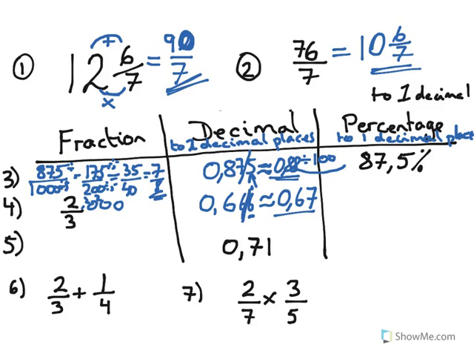As a percentage, it would be 66.6% recurring. We'd need to look at the number after where we need to chop, and we need to chop after 1 decimal place. Look at the number afterwards, it's a 6. It's going to be approximately the same as 66.7%.